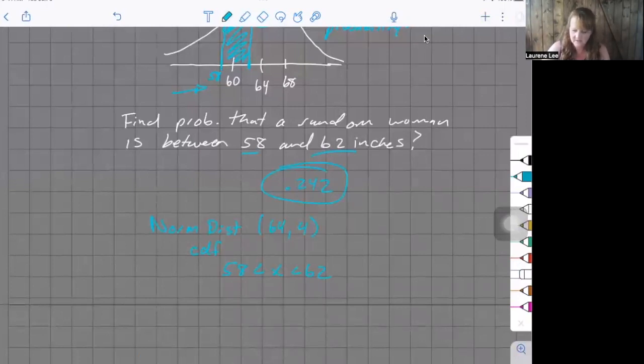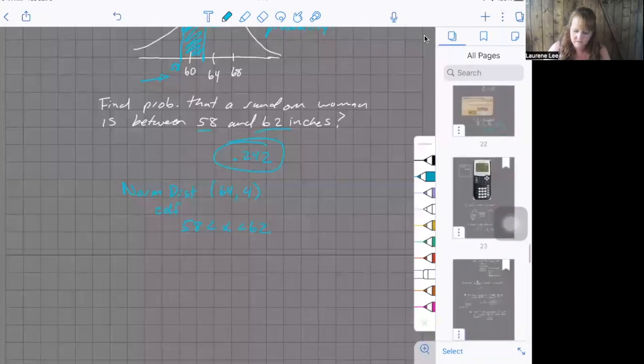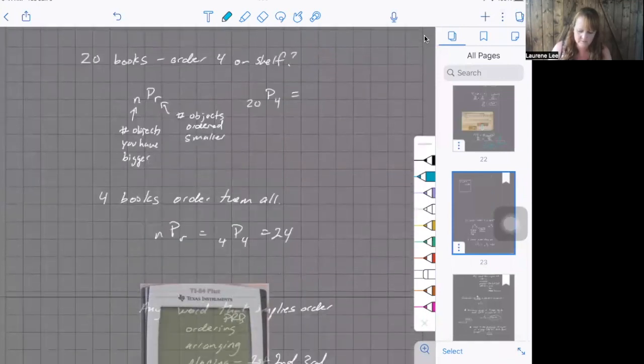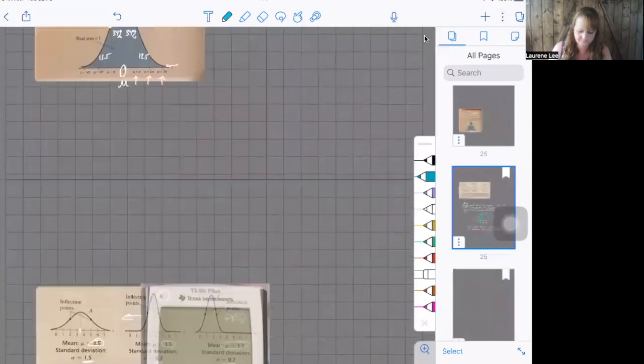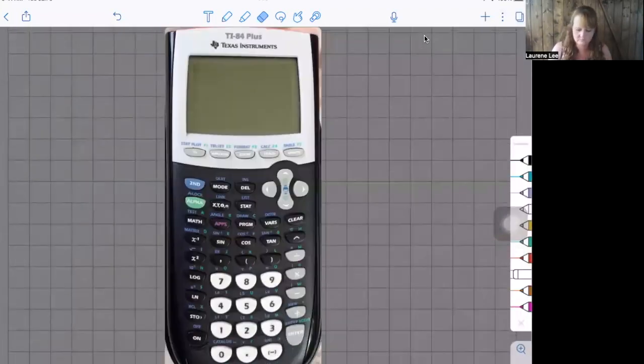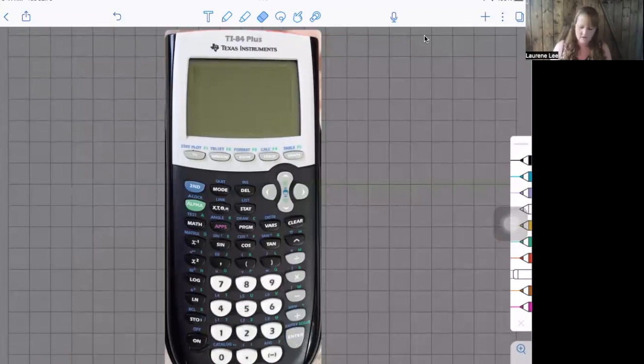Now, if you're on a TI, let's walk through that really quickly. Okay. So on a TI, you're first going to hit your second button and then this VARS button. What we're getting at is this distribution. That's the menu we want to be in. So second VARS, that's going to get you in your distribution menu.